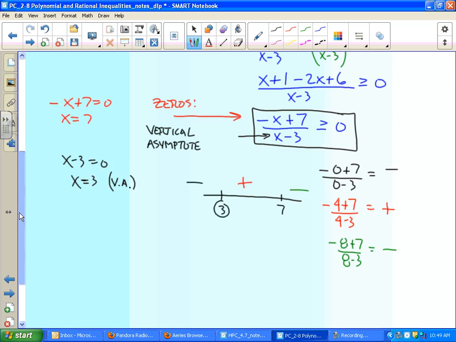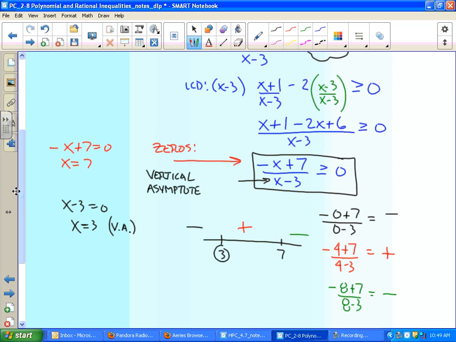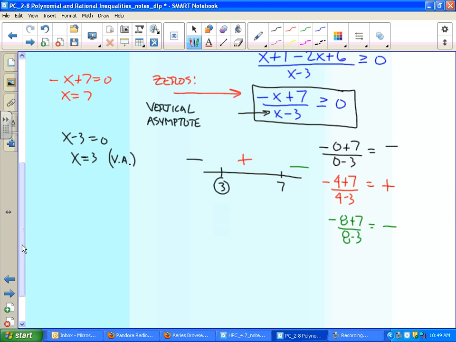And I can see that I'm looking for, in this example, all my positives. So my solution would say everything from 3, but not including 3, because it is an asymptote. This little bar here means I can include the zeros, but not asymptotes. I need to learn to write. So include 0, but not asymptotes. That's what the little bar means.